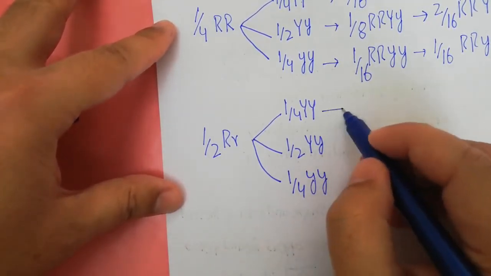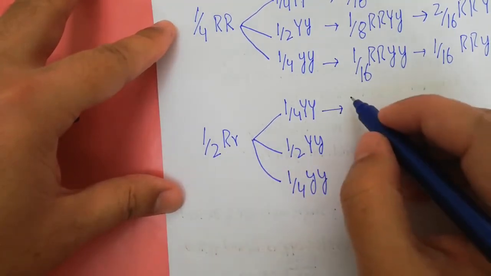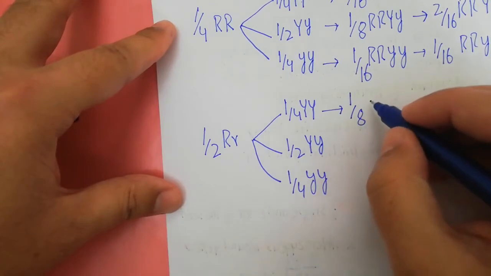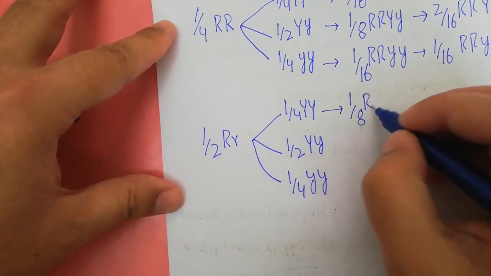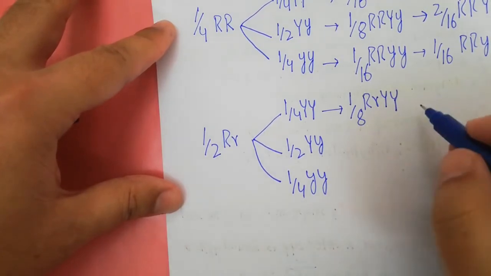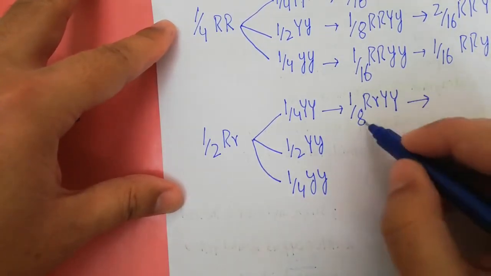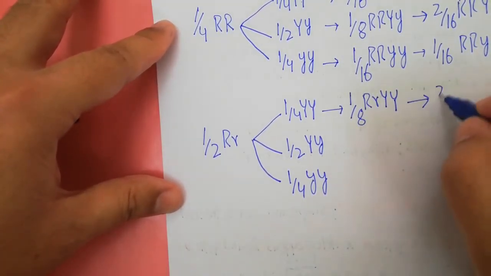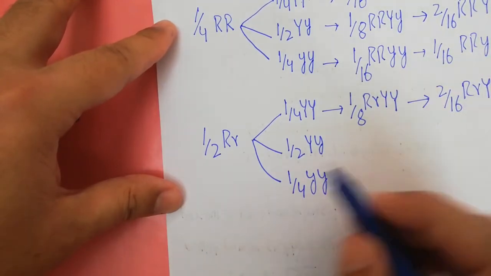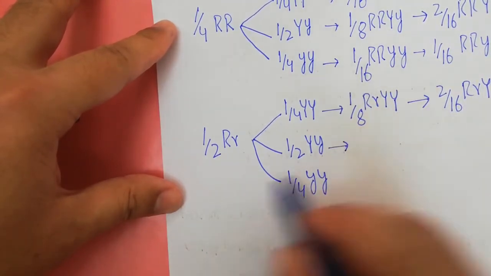Now again you have to cross them. So 1 into 1 will be 1, 2 into 4 will be 8. That means 1 out of 8 will have a genotype like capital R, small r, capital Y and capital Y. So if out of 8 they are 1, out of 16 that will be 2 in number, and their genotype will be capital R, small r, capital Y and capital Y.